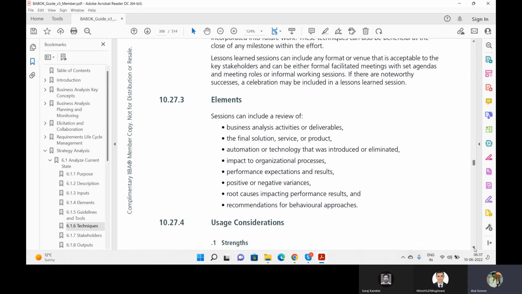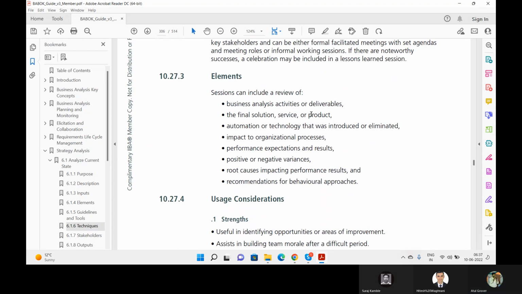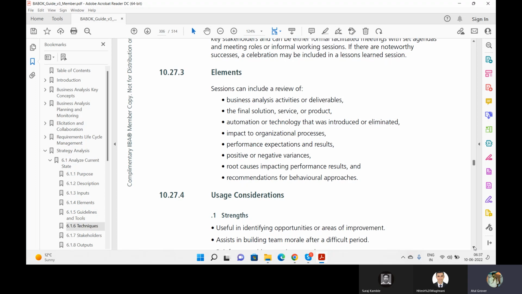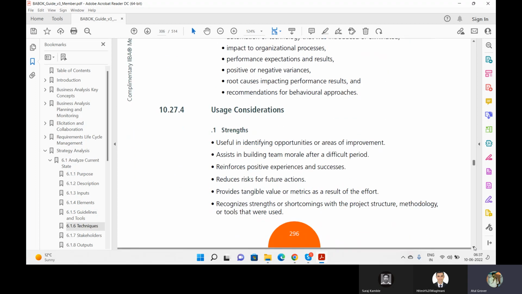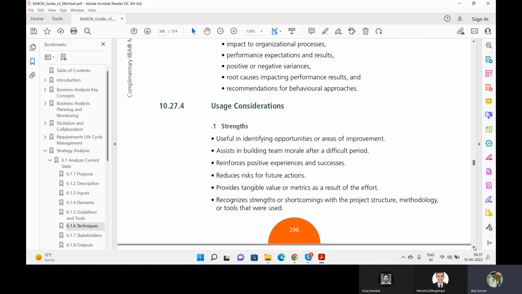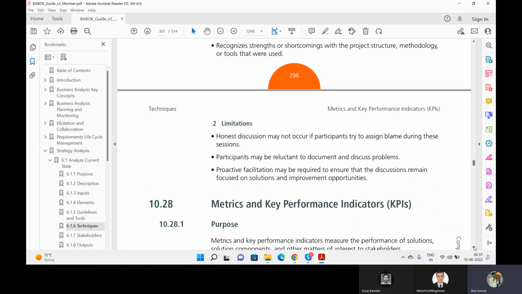And these are helpful for your final solutioning, for your automations, for your impact analysis, positive negative variances, everything you can do here. Merits, demerits, we know. Yes, it is helpful for future actions. Risk assessment में बहुत help होता है, reductions हो जाती हैं. But demerits क्या है? Sometimes it demotivates as well.